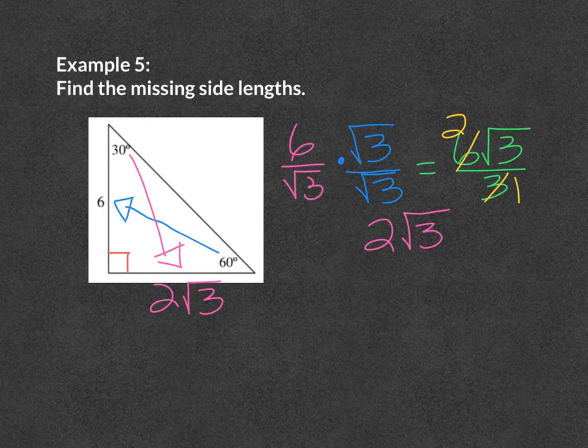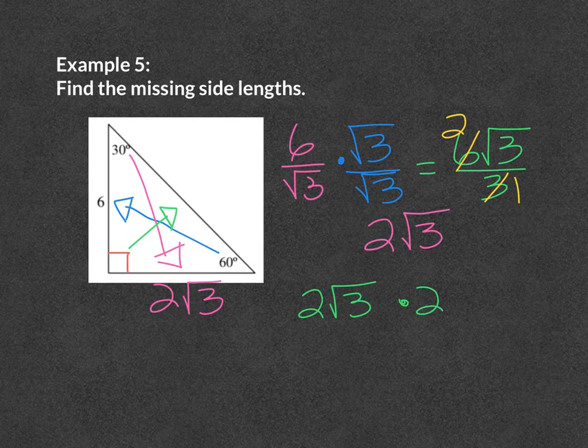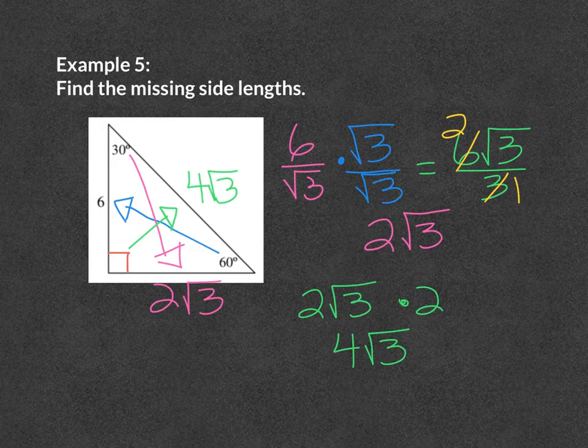Now, in order to go from the side opposite the 30-degree angle to the hypotenuse, all I have to do is take 2 root 3 and multiply by 2. So 2 times 2 will give me 4. Bring down root 3. So the hypotenuse is 4 root 3. And that's how you find the missing side lengths to this triangle.